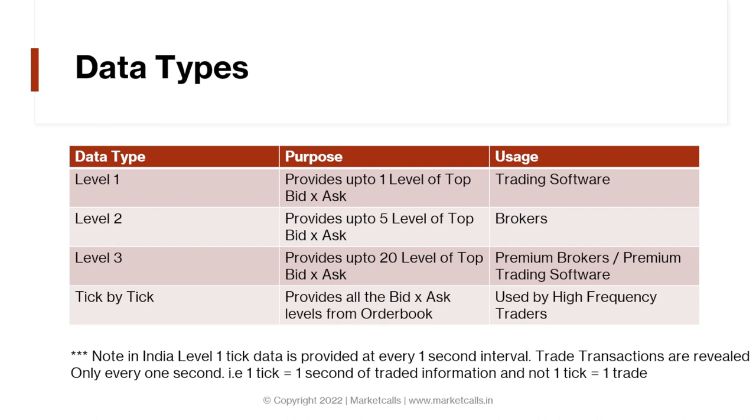As I said, in India, tick data is provided only at every 1 second interval. The true ticks are not provided. Indian exchanges are still using legacy methods, so trading transactions are revealed only every 1 second. Even if 4 trades happen in that second, they will be revealed as one single consolidated trade. So in the Indian market, 1 tick equals 1 second. It's not a true bid and ask, but from an intraday perspective, that is more than enough.